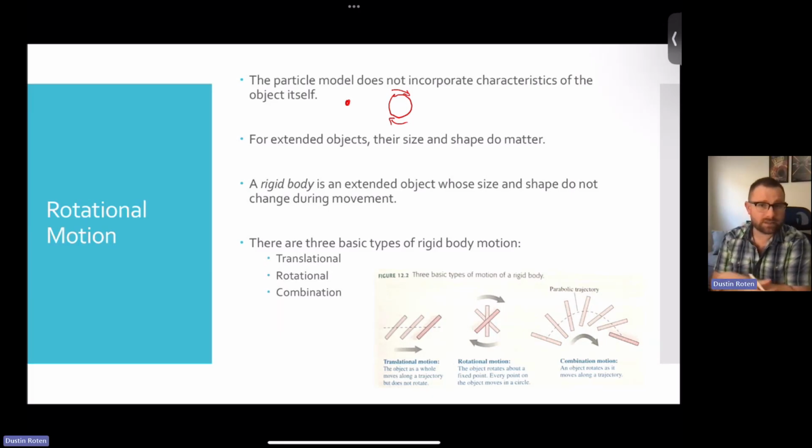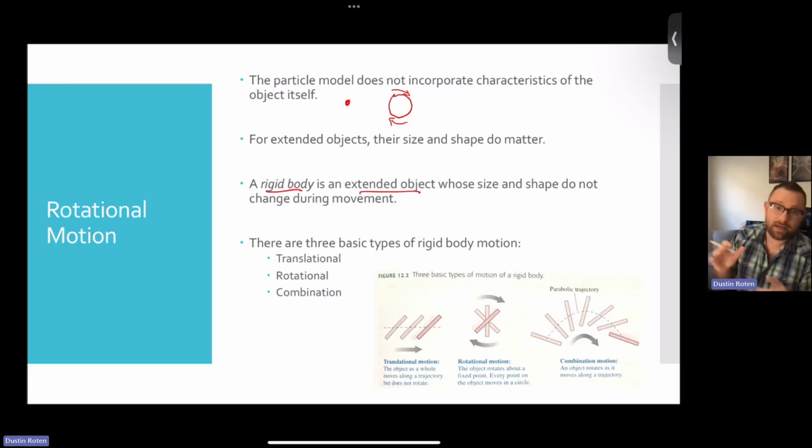So for extended objects, the size and the shape do matter. Especially if you have an object that's heavy on one end and lighter on the other, and you want to rotate that, that's going to be very different than rotating a mass that has uniform mass density. By definition, a rigid body is an extended object whose size and shape do not change during movement. So it's not like we're throwing a spring or a slinky that goes everywhere while it's rotating. We're focusing just on the characteristics and dynamics of something that's not very flexible.